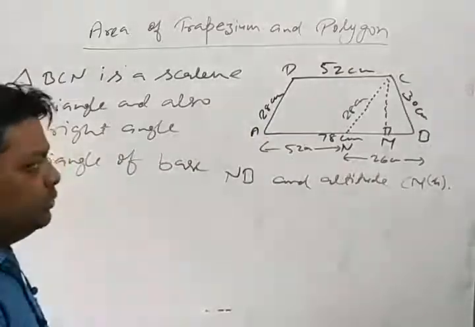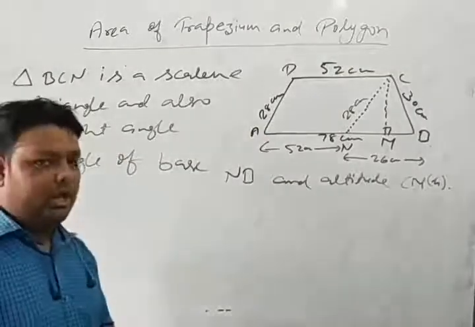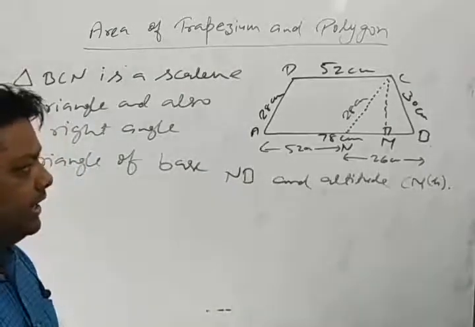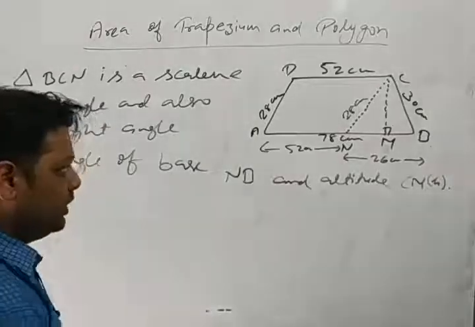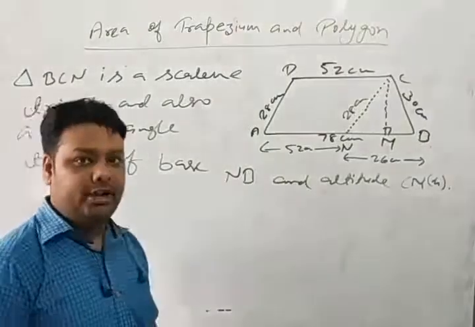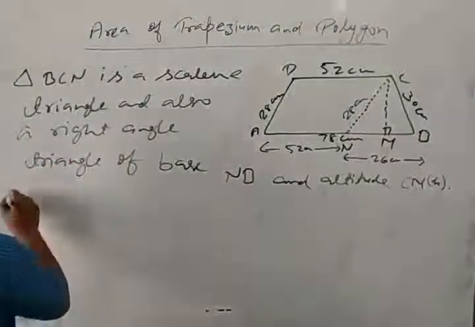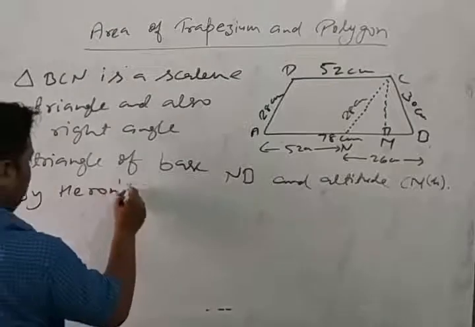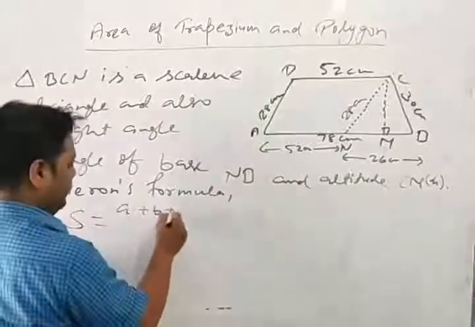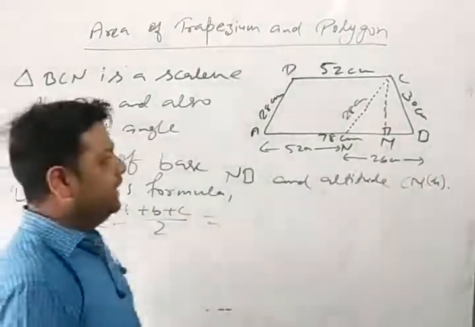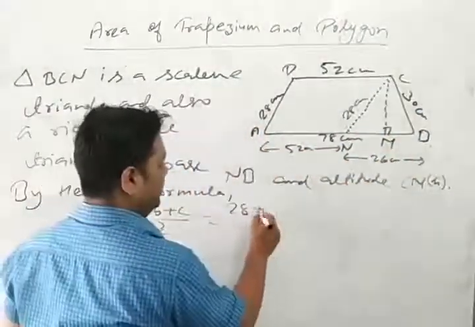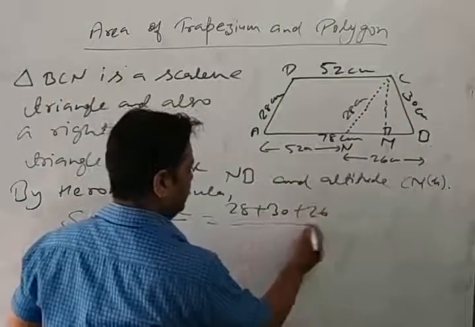Then we will use both formulas, Heron's formula and the area of a right angle triangle, to find the value of H. At first, find the area by using Heron's formula. For that, we first have to find the value of S, the semi-perimeter. By Heron's formula, S will be a plus b plus c by 2. If a is 28, b is 30 centimeter and c is 26, then 28 plus 30 plus 26 by 2.